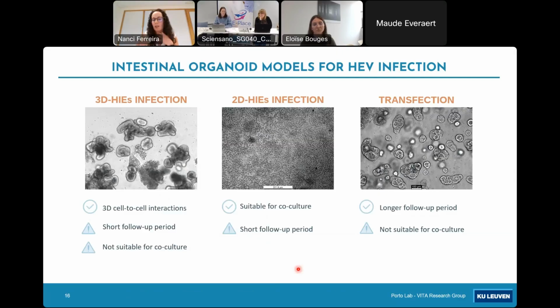So each model gave us different aspects of HEV replication. They complement each other, but they also have their strengths and their limitations. So then we thought, how can we improve the physiological relevance of the model while also tailoring it to our objectives? That is, for example, we want to follow the culture for longer periods to understand how the virus is behaving. Can we mimic a chronic infection in vitro or not?